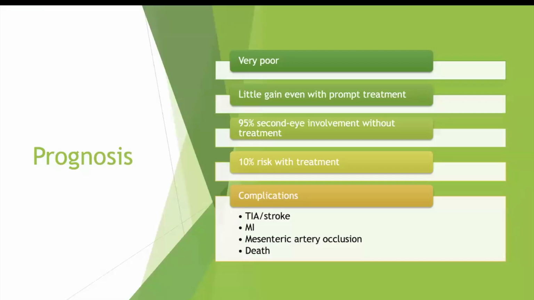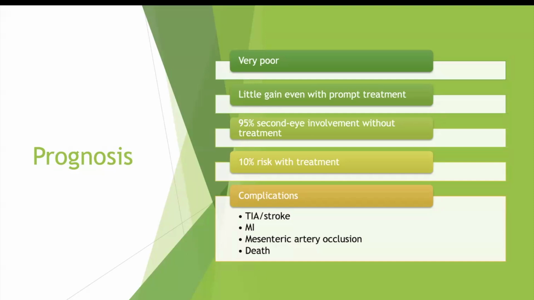Now, the prognosis of AION is pretty poor. These are patients who come in with dense vision loss. They have very, very little gain, even with prompt treatment. But the important thing to bear in mind is the reason you're treating and the reason you're actually telling these patients about treating is because there's a risk to the second eye and a risk to life. Without treatment, there's up to a 95% chance that the other eye gets involved. And with treatment, that drops dramatically down to 10%. So there's a clear benefit in actually managing these patients.